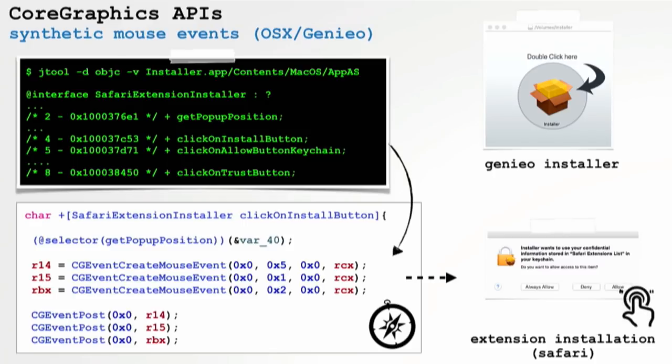Another example of malware that uses the core graphics events APIs to synthetically interact with the system is Genio, which is probably the most prolific, most annoying adware family on macOS. So we can use jtool to dump its binary, and we can look at its Objective-C classes. Now, Objective-C is a very verbose programming language, so a lot of times you can actually figure out the names of the methods and the classes. So we can see a class named SafariExtensionInstaller, and it has methods such as clickOnInstallButton. It's like, okay, wonder what that does, right?